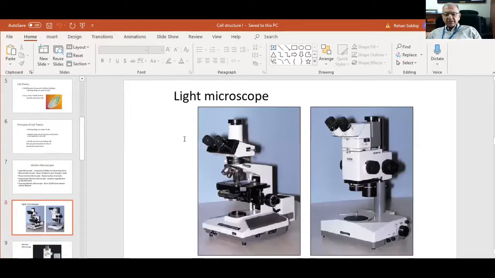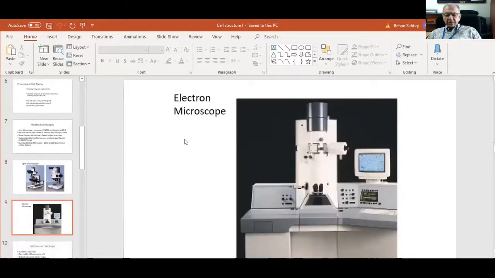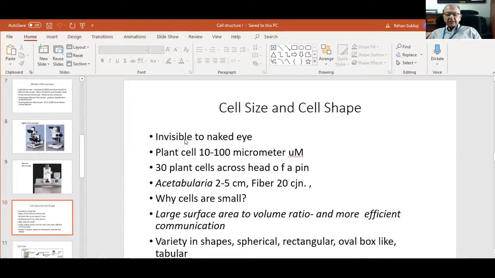Here on the left hand side is a compound light microscope, the type that you will use in the lab. On the right hand side is a stereo microscope or dissecting microscope. You will also have a look at these two types of microscope. This is a picture of an electron microscope, in which you use a beam of electrons. Okay, then we talk about the cell size and cell shape.